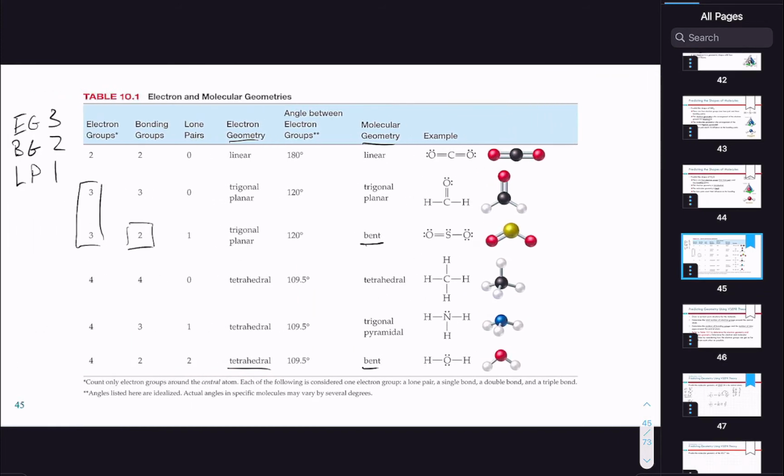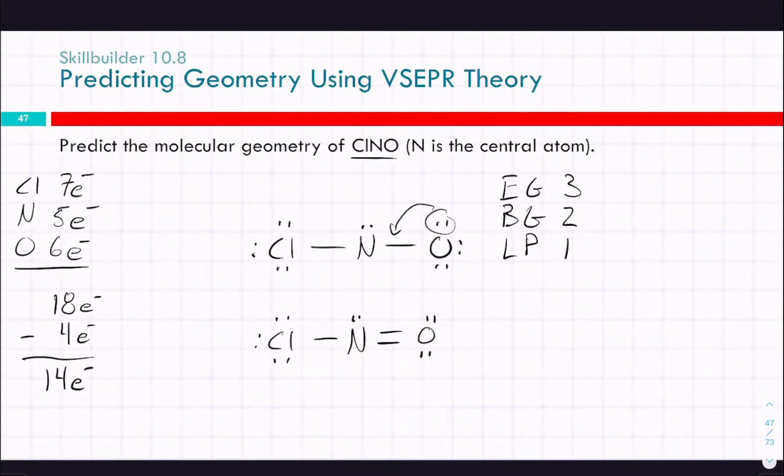Okay, so we come back over here. So our molecular geometry is bent. On the worksheet, you want us to do both the molecular and electron, or? Just the molecular geometry. Yeah.